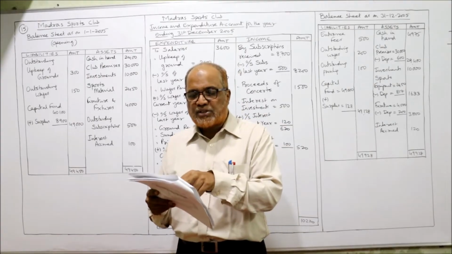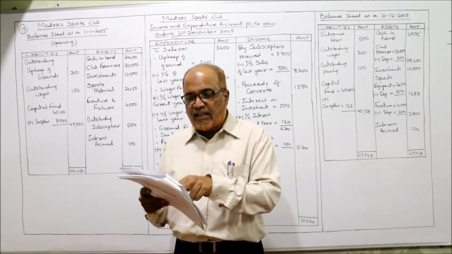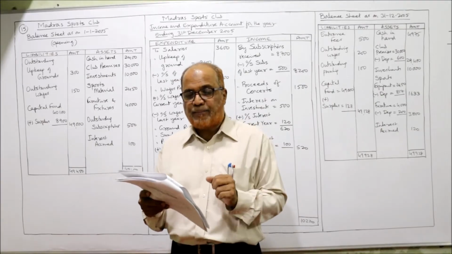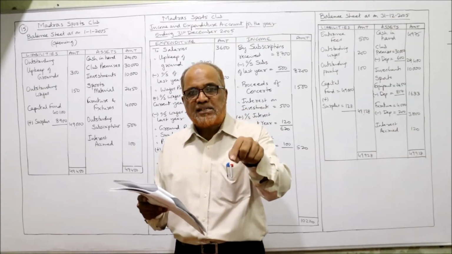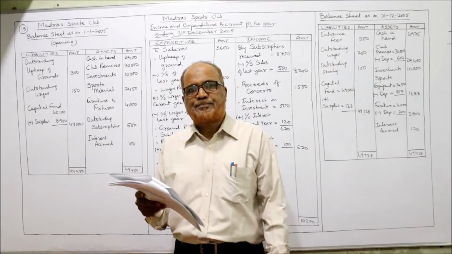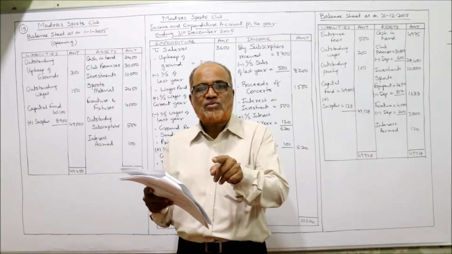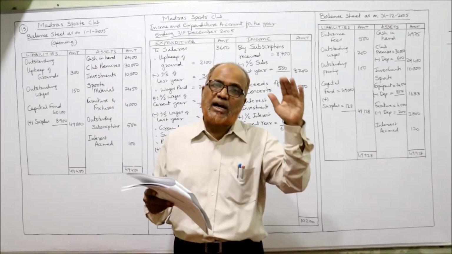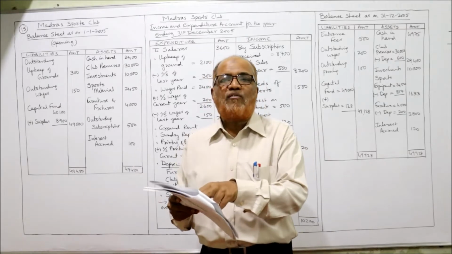Then entrance fees, subscriptions, A point. Subscription, beside that A is written. So what is A? This item includes subscription outstanding brought over from previous year, 500. That means total subscription received is 8,700. This 8,700 includes the last year outstanding subscription. So how much of the last year outstanding? 500. So we deduct 500, because this 500 is not of the current year. It is outstanding of the last year. So last year outstanding will be deducted. 8,700 minus 500.